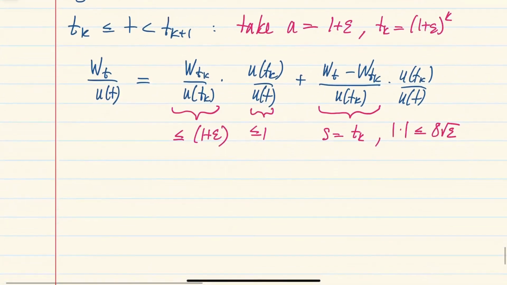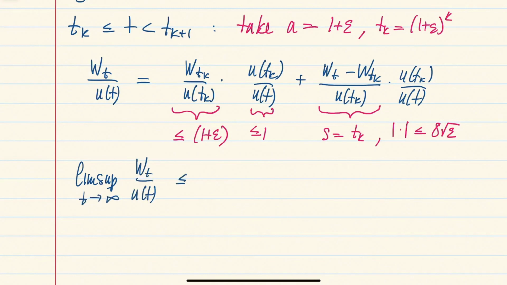So in particular, this implies that the lim sup, when t goes to infinity, from what we proved before, for the geometric sequence you get something bounded by 1 plus epsilon, and for the second term, by the previous lemma, this is bounded by 8 square root of epsilon. Okay, and so this happens with probability 1 for any epsilon, and now you just make this statement for some sequence of epsilon that goes to 0, and so you get the result that we want, that this lim sup is less than or equal to 1.